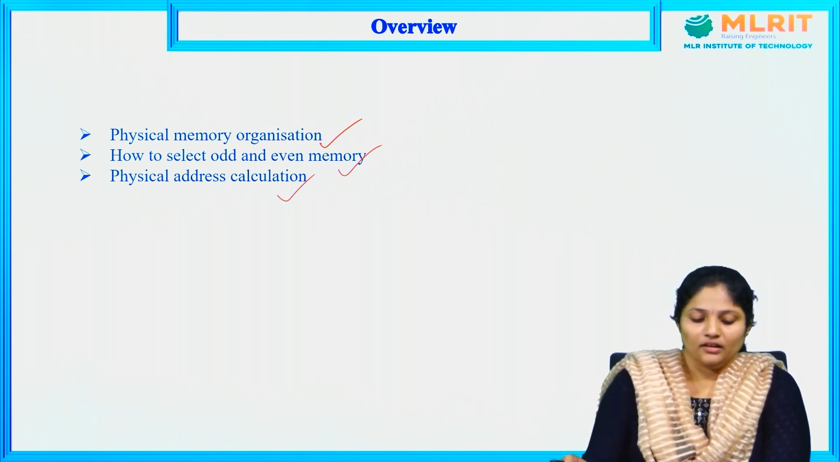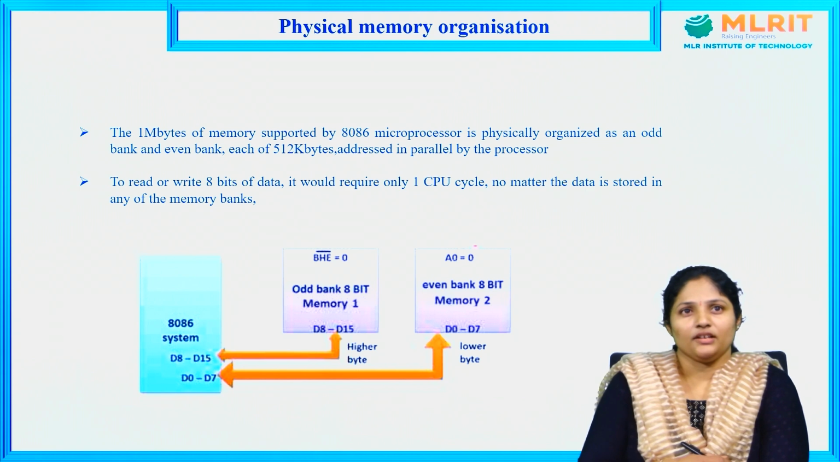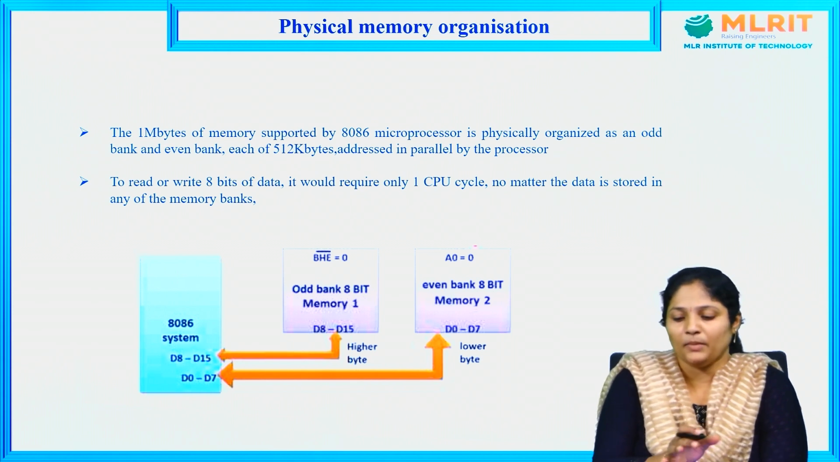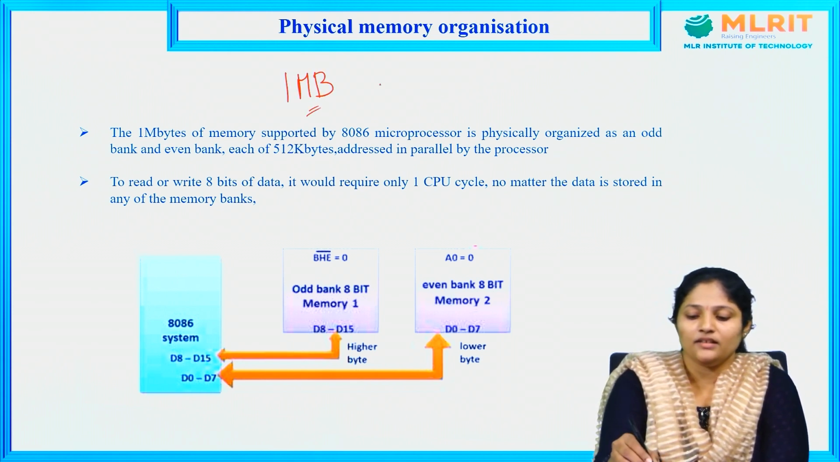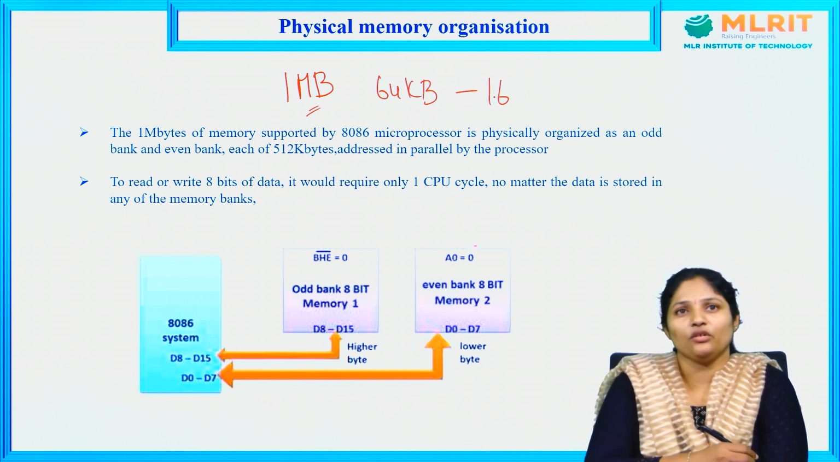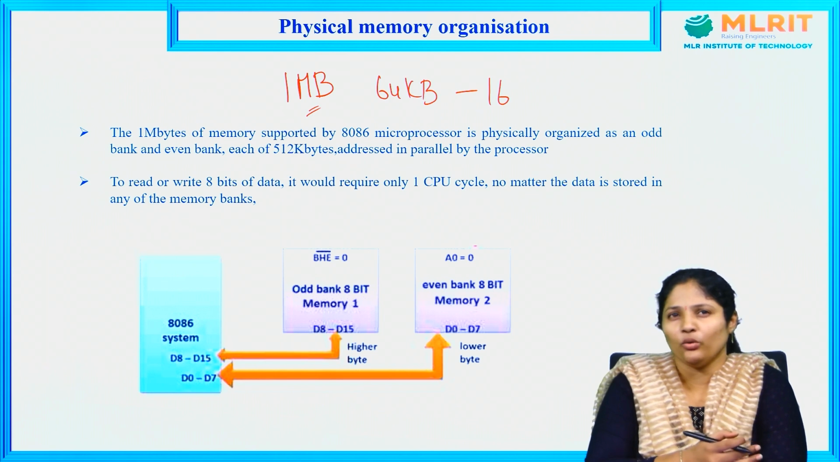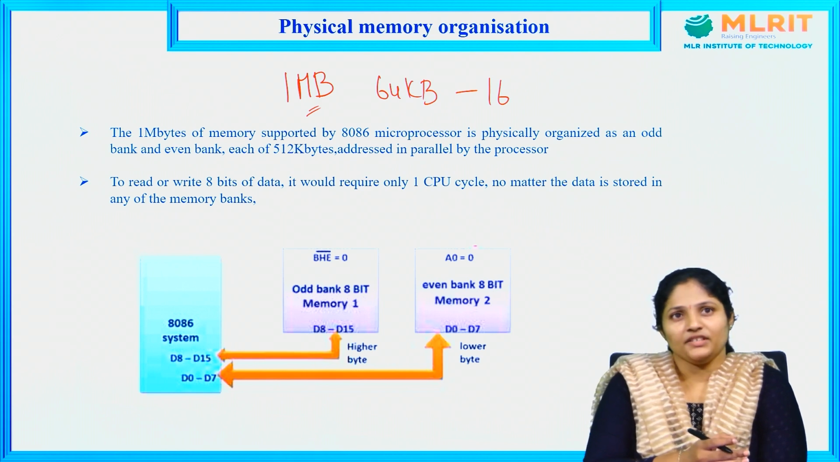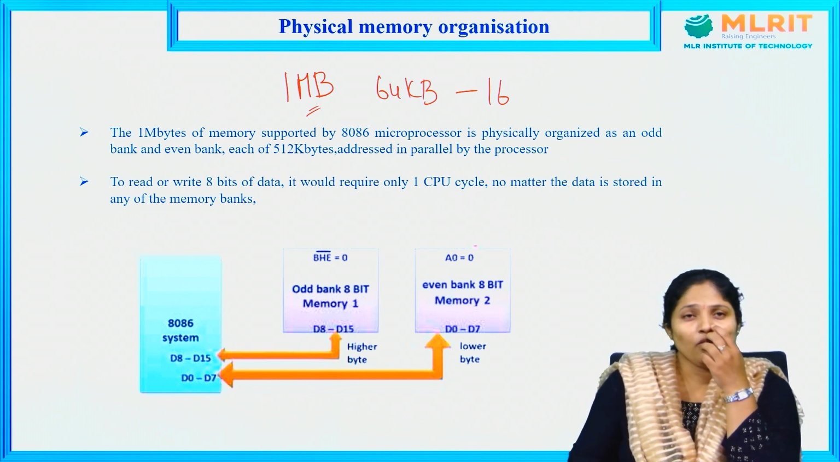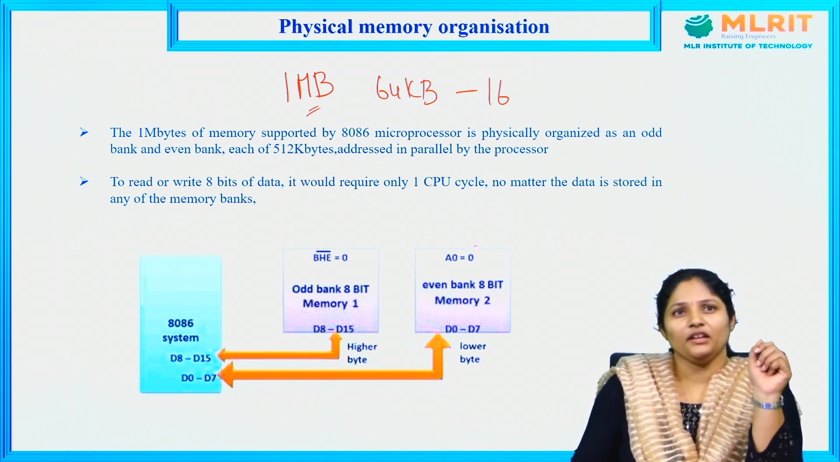So, coming to the physical memory organization, why do we need it? As we have already seen in memory segmentation, the total memory of 8086, 1 MB, has been divided into 16 segments of 64 KB each, and out of these 16 segments we use only 4 at a time: code segment, data segment, stack segment and extra segment. Then what is the purpose of having physical memory in 8086?